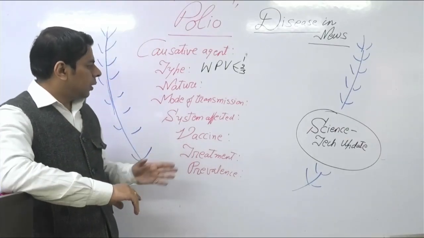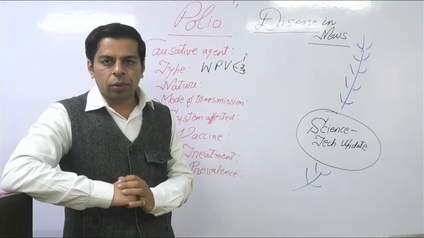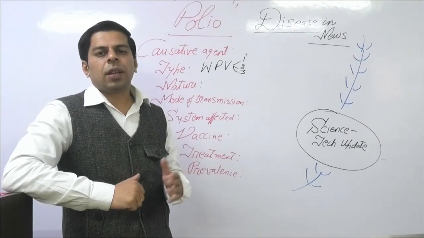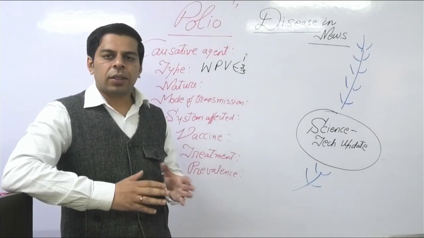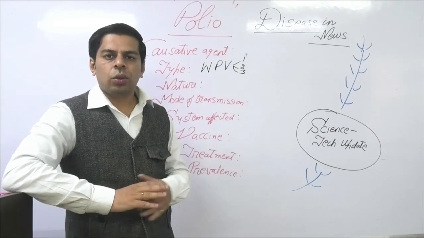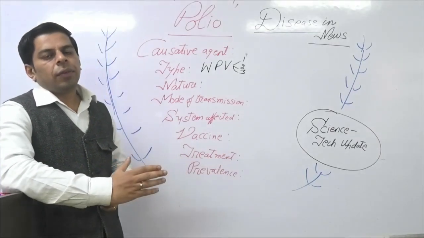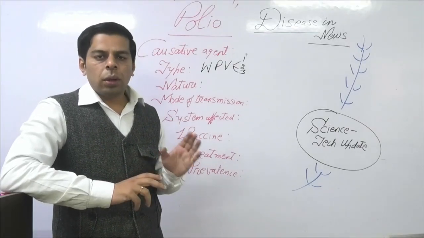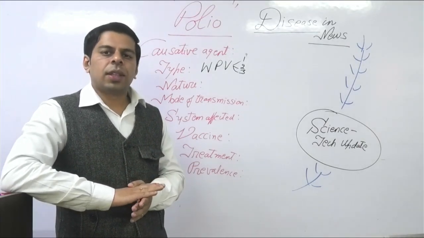Now into the vaccine part, which is the positive story in the case of polio. There is a vaccine available, and we have seen that in India, whether it is pentavalent vaccination or Mission Indradhanush, both are catering to the polio virus, and that's the reason we have been able to eliminate polio from India. The oral polio vaccine has been the biggest success story in Indian healthcare.